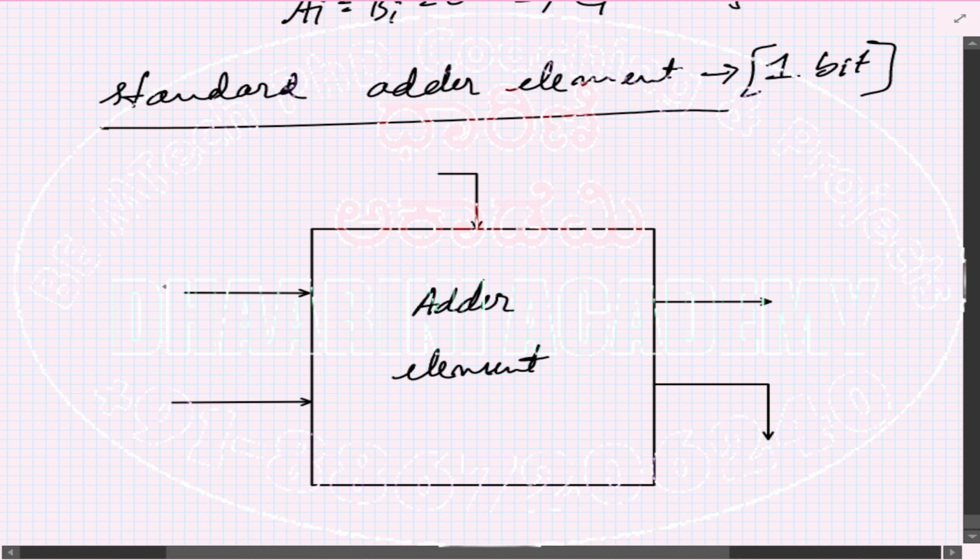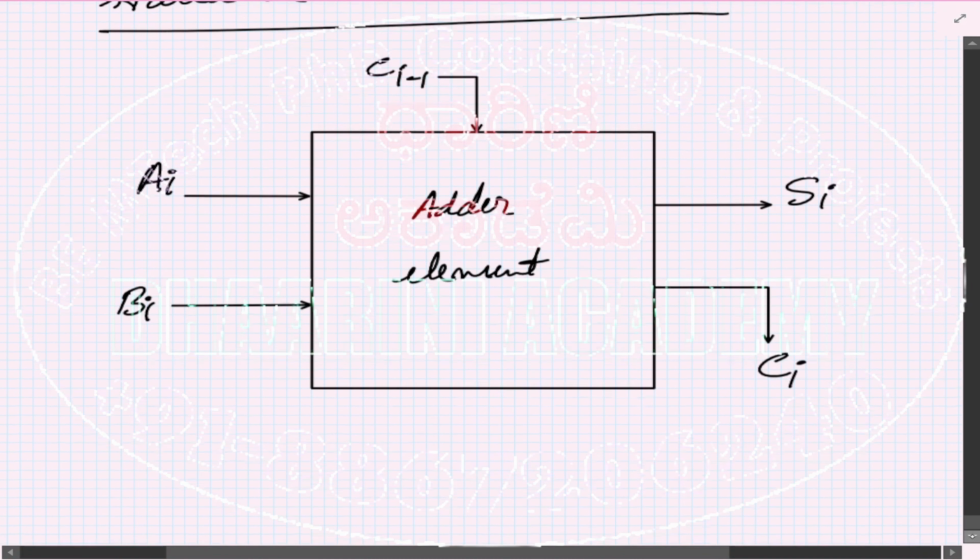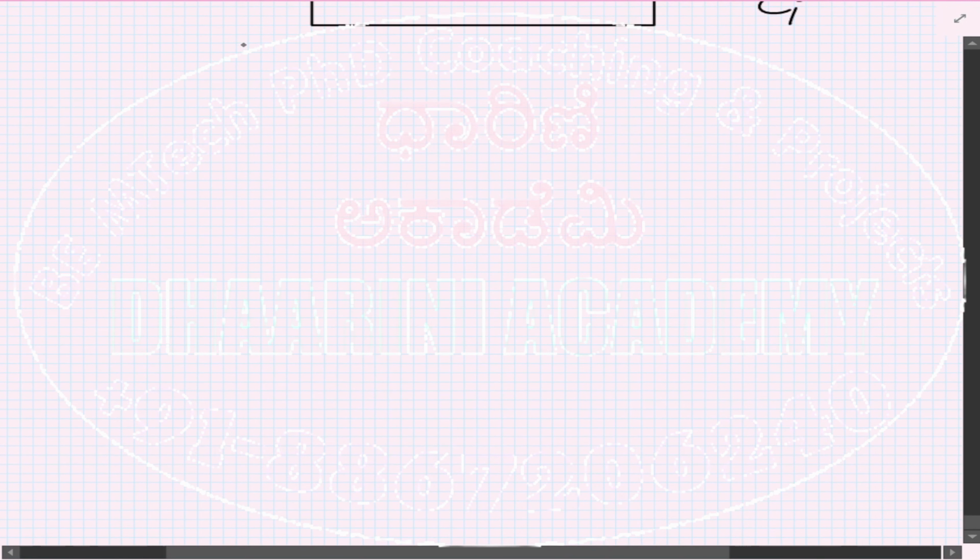This is an adder element. AI, BI. So this is CI minus 1, SI. And CI, this needs to be connected in such a way that you get a 4-bit adder, right? So let's write the final block diagram of a 4-bit adder. Okay, this is a single element, so the 4-bit adder circuit will look like this.